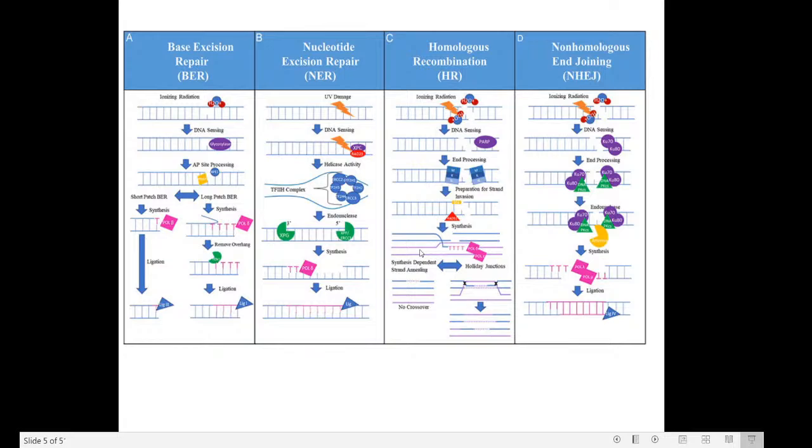It's called the Holliday junction, where sequences are exchanged between two different nucleotide sequences, right? That sequential exchange is called Holliday processing, and that exchanged region is called the Holliday junction.